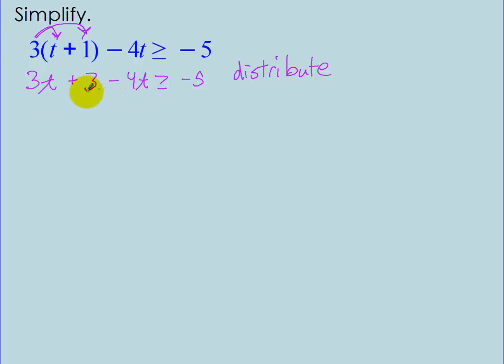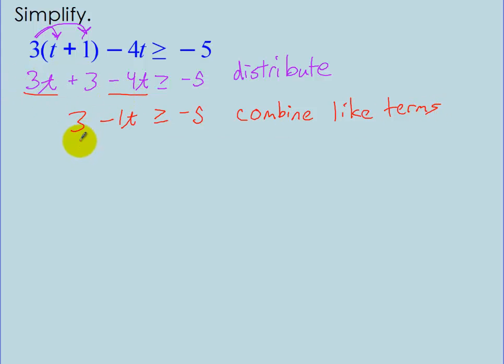Now my next step, I notice I have 2 different t's. I want to isolate the t's. If I have 2 of them, I want to combine these. Since they're both on the same side, 3t and -4t can combine to -1t. So I have 3 minus 1t is greater than or equal to -5. And this is by combining like terms, because 3t and -4t are like terms, and you can just combine them. So that's my answer for that.